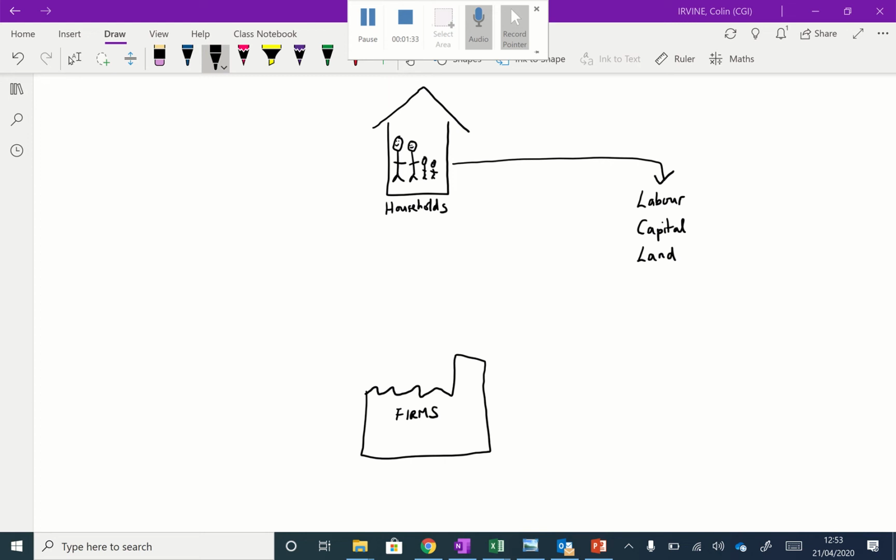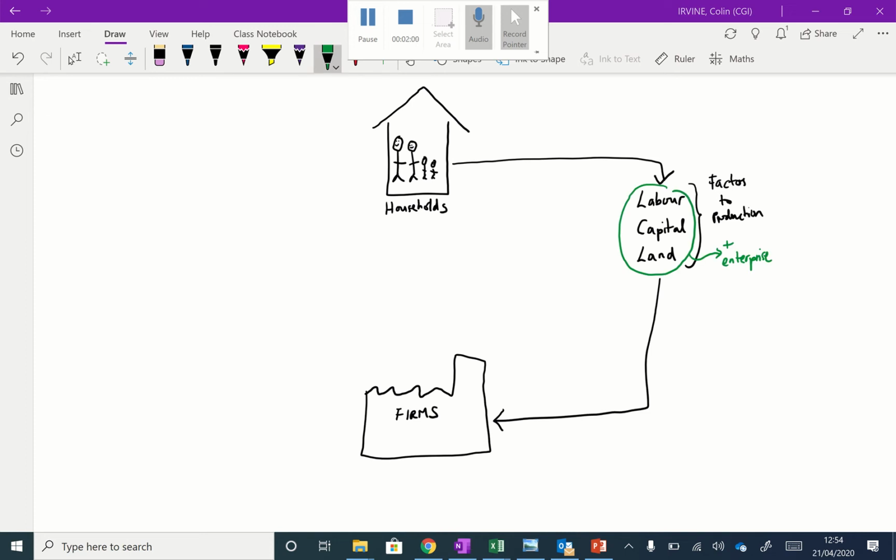The way it works is that households give their labor or capital, if they've got any spare, or any land that they might own, they give them to firms, which are organizations that make things, because the firms need these, what we call the factors of production, in order to operate. There's a fourth factor of production, which we call enterprise, and that refers to the households that decide to start their own firms by combining labor, capital, and land to create a new firm.